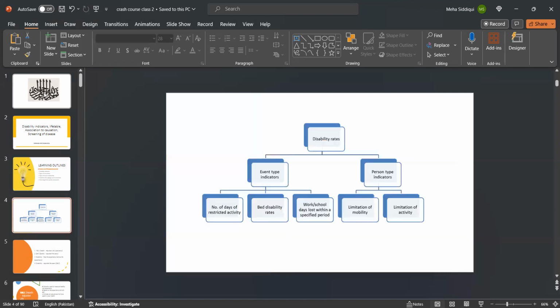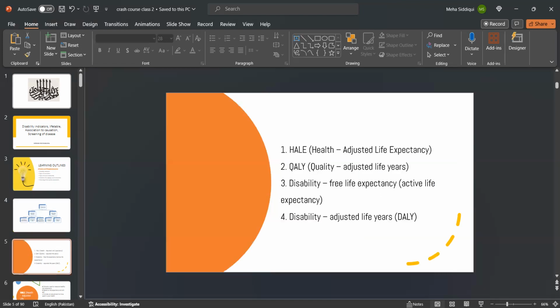So these are the classification of disability rates. It is mainly divided into two indicators, event type indicators and person type indicators. In event type indicators, we have number of days of restricted activity, bed disability rates, work or school days lost within a specified period, and the person type indicators are further classified into limitation of mobility and limitation of activity. Now, the main disability indicators that I'm going to discuss one by one. First is HALE, which is an acronym for Health Adjusted Life Expectancy. Then comes Quality Adjusted Life Years, Disability Free Life Expectancy, and Disability Adjusted Life Years.